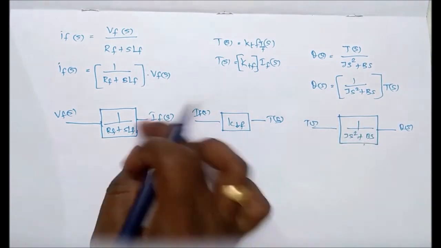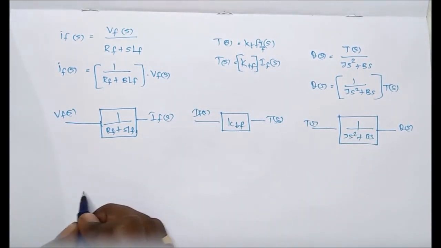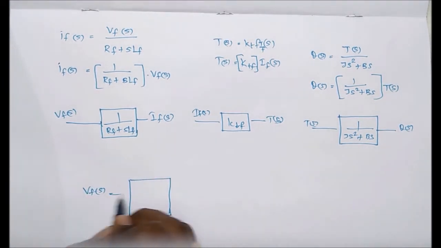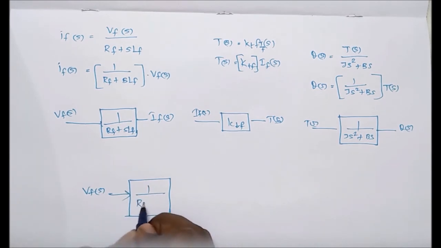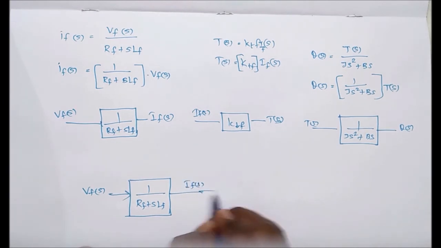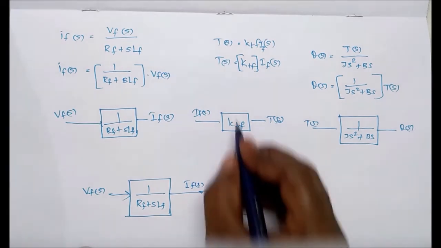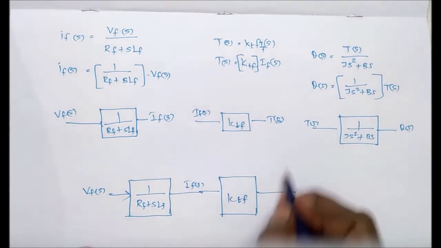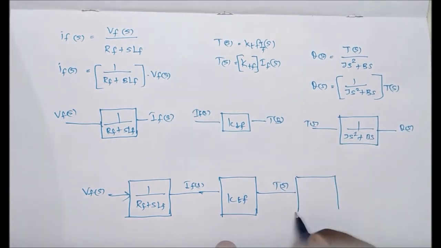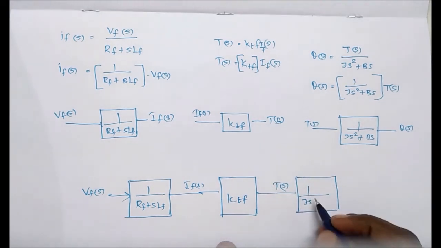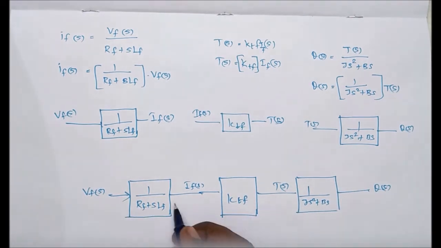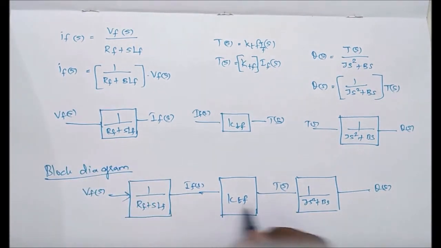Now we have to add these three blocks. The input is Vf of S. In the block 1 by Rf plus S into Lf, the output is If of S. That will be the input for the next block, KTF. Its output is T of S, which will be the input for the next block. Therefore this will come: 1 by J s square plus Bs, giving theta of S. So this is the final required block diagram of the field controlled DC motor drive.